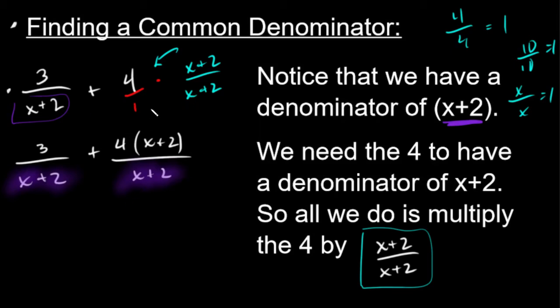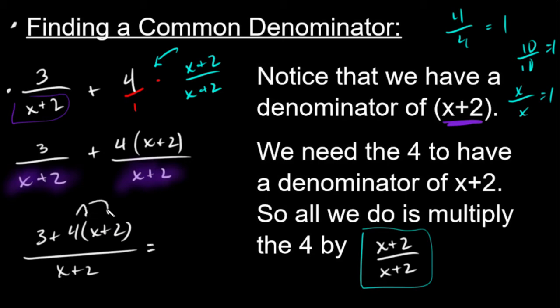Now, since we have a common denominator, all you do is the same thing we did above. You just combine the numerators. And so you're going to have 3 plus this, all over x plus 2. So if you're just saying find a common denominator and combine, then you're done. If you want to simplify, then you can. You'd have to distribute the 4, and you'd get 3 plus 4x plus 8 over x plus 2.